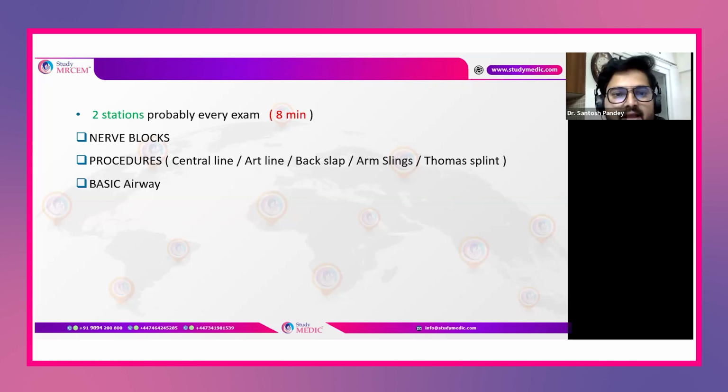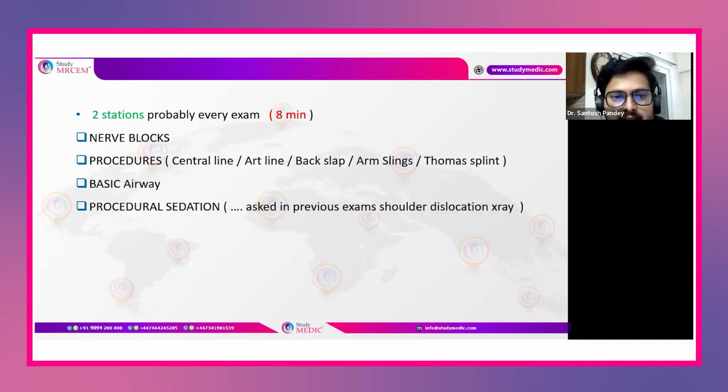Then basic airway management, for which I gave the scenario earlier. And procedural sedation, which is important. This station has been commonly asked in the recent exam schedules. They give you an X-ray of a shoulder dislocation, and tell you to perform the same technique and teach or inform the patient. This is not a junior; they tell you to inform the patient and take consent also. This is again an important aspect of the teaching station. You will follow the same protocol, which I will tell you in the next slide, whether teaching your junior, teaching the patient or taking consent from the patient. The same format can be applied for all of these stations.